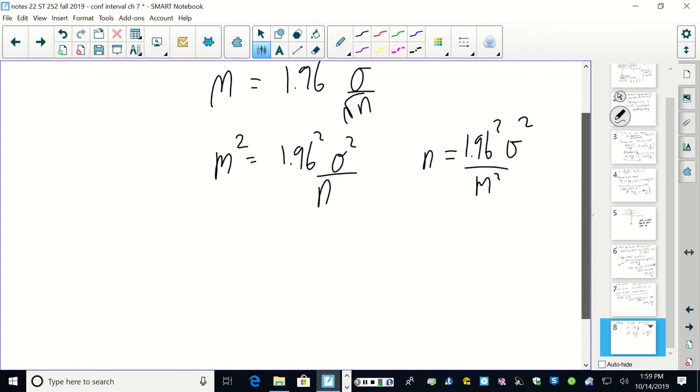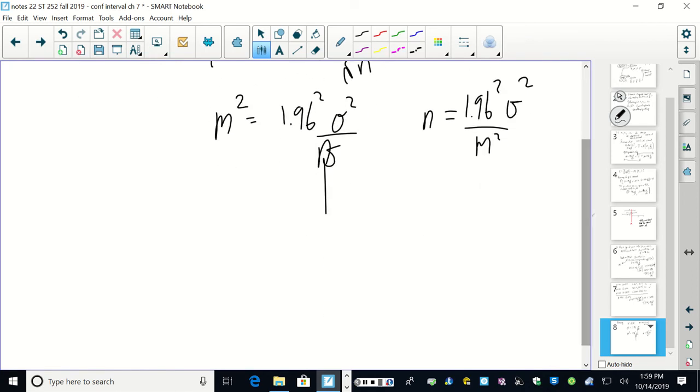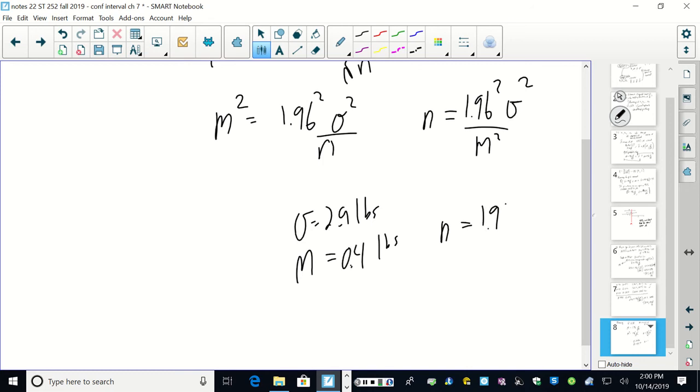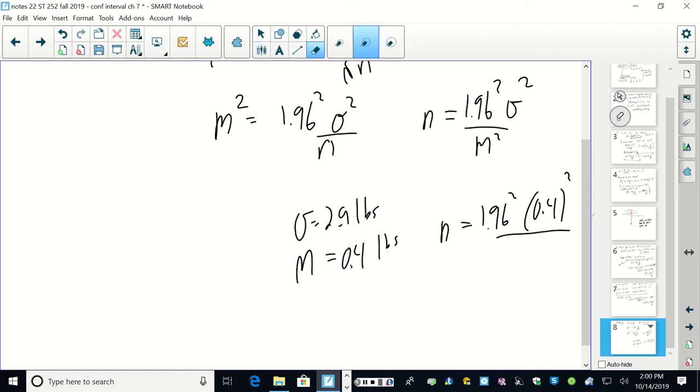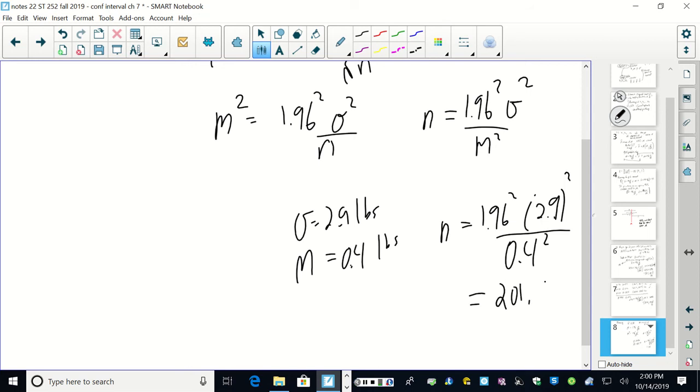So if sigma is still the 2.9 pounds, and we want a margin of error to be 0.4 pounds, we'd have the 1.96 squared, 0.4 squared. Oops, that's the wrong number. 2.9 is the sigma. 2.9, and then 0.4 goes into here. So this thing's going to give us 201.9.